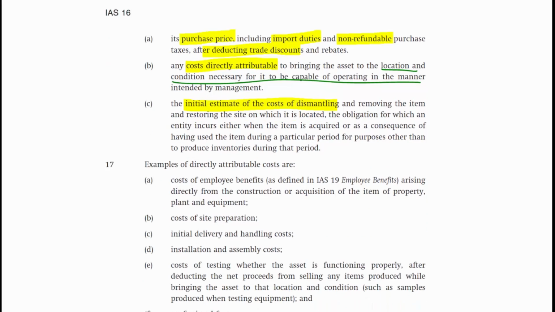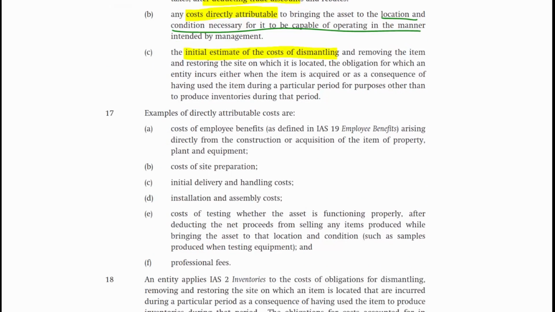And we're also told some examples of what can be included as directly attributable costs, which was the second paragraph here. So we can include any cost of employee benefits, so there may be some pension costs for the employees who are directly used to build this property, plant, equipment. We can include site preparation, initially delivery, installation, testing, and professional fees.